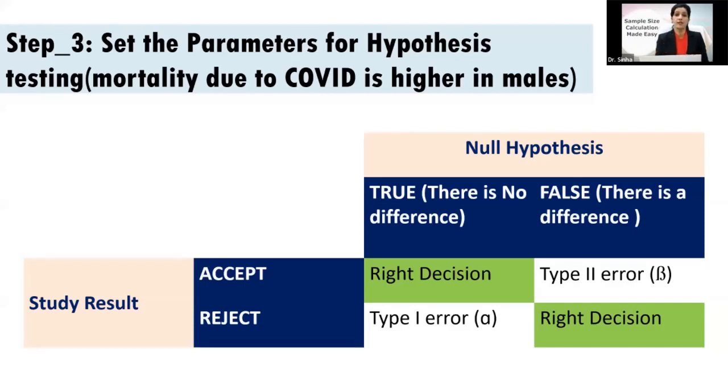Similarly, the other concept is that of power. So this type 2 error, 1 minus beta, is the power of the study. So what is the power? Power is basically the ability of your study to detect the difference which you are suggesting. Because ultimately, what are you doing? You are saying that beta error is 20%. So a beta error of 20% means that in only 20% of the cases you are allowing that actually there was a difference, but by mistake you said that there is no difference.